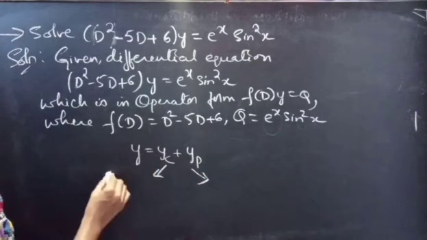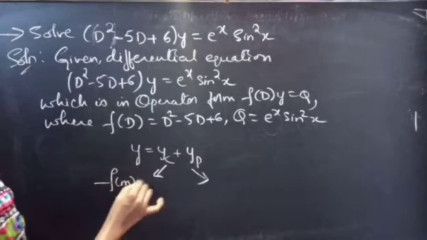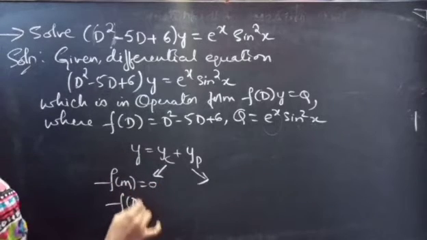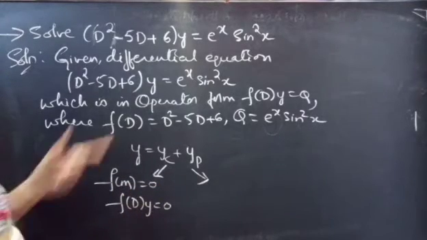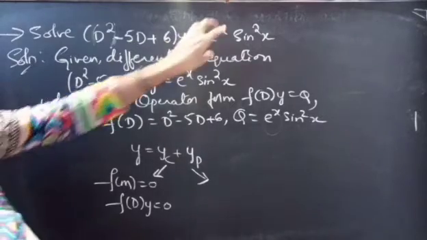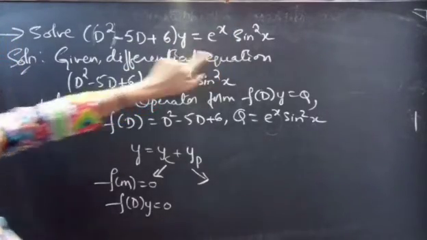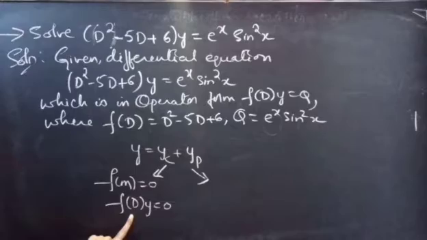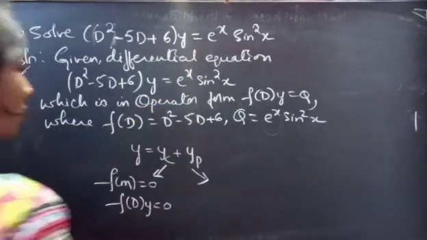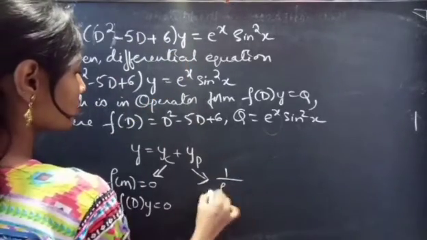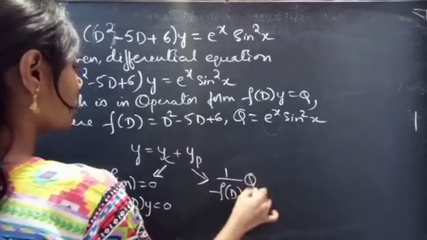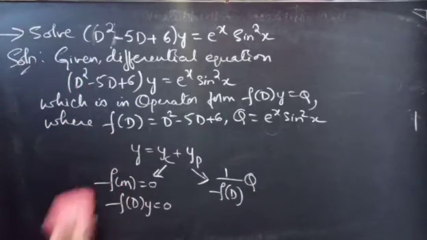We'll find yc using the roots of the auxiliary equation of the homogeneous equation of the given non-homogeneous equation. Simply by putting the RHS to 0, we'll get f(D)y = 0, which is the homogeneous equation of the given non-homogeneous equation. And we'll find yp using 1/f(D) Q. So let's begin with yc.